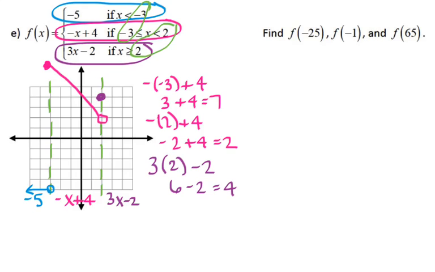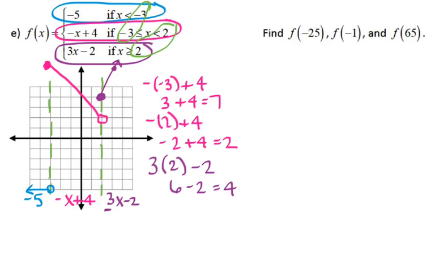Now to graph the rest of it, I need to know my slope. My slope for this was 3. So from this point, I'm going to go up 3 over 1. 1, 2, 3 over 1. This one doesn't fit on the graph either, but that's okay. And those are your 3 pieces.